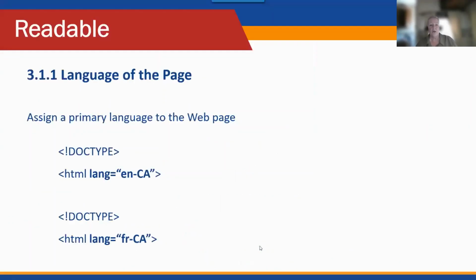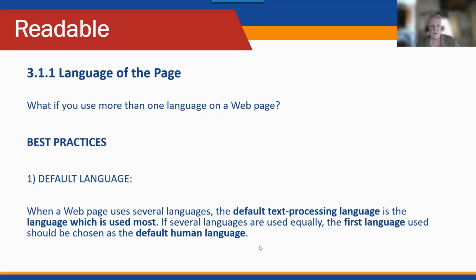Now, can people understand the content? Here's an important point, especially if you're developing websites with two different languages. You need to assign the primary language to the web page. In this case, you have English Canada or French Canada. You would add that to your HTML tag at the top of your HTML page. But what if you're using more than one language on the page? One of the best practices is you can use several languages, but the default text processing language is the language that's used the most. If several languages are used, the first language used should be used as the default human language.